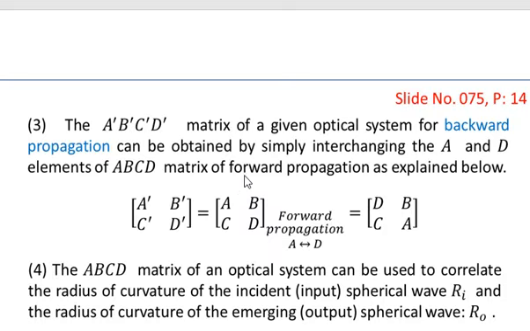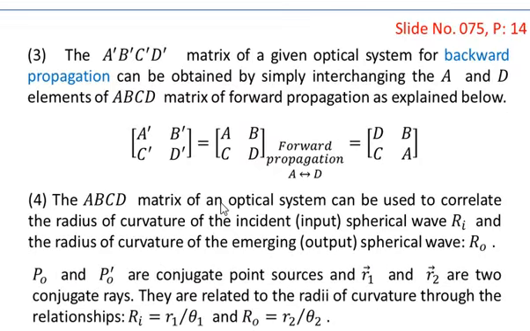Forward propagation means that the ray is traveling towards the right, and backward propagation means that the ray is traveling towards the left. So you see that A prime, B prime, C prime, D prime is the matrix representing that the ray is traveling towards the left. It is equal to the matrix ABCD for the forward propagation, in which we are replacing A with D and D with A, and the final matrix is given by D, B, C, A. So our A prime, B prime, C prime, D prime obtained from the forward propagation matrix is equal to D, B, C, A, in which we have interchanged A and D.